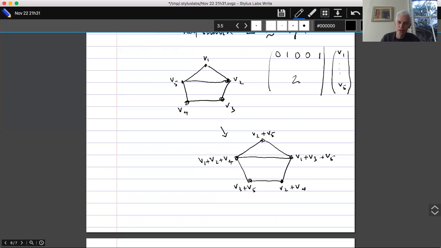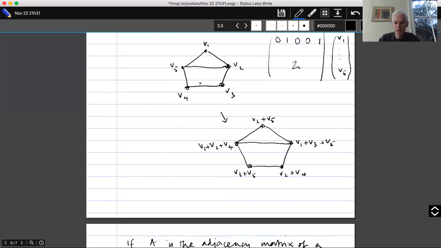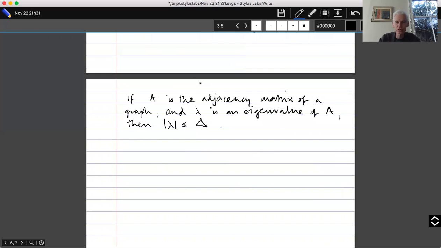So in total, when you add them together, you're going to get something that's at most 3 times the size of V5 in modulus, which proves that the eigenvalue must have been at most 3 in modulus. So we just see that because there were only 3 things we added together and they were all smaller than V5, because I went for the maximum one. And I know that it ends up being lambda times V5. That shows that lambda must be at most the maximum degree. Let's do it a different way.